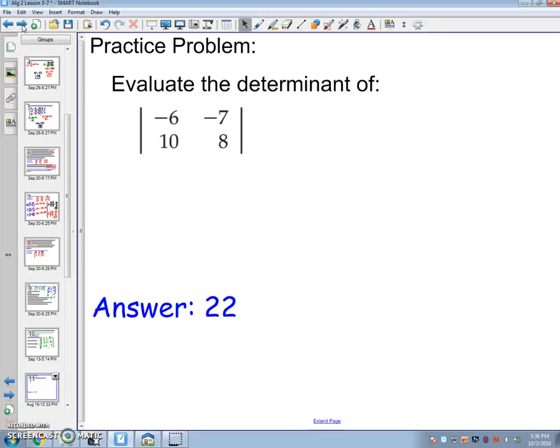All right, here's your practice problem. Find the determinant. You should get 22. If you can get that, you should be fine for the pre-quiz in class.